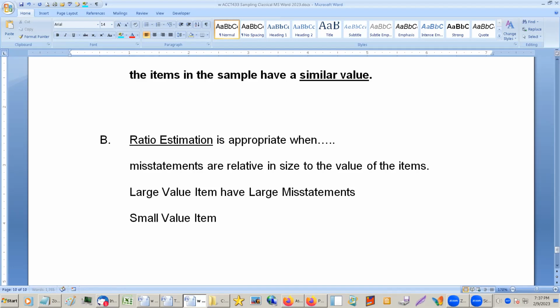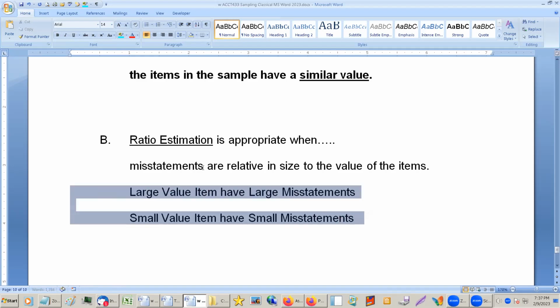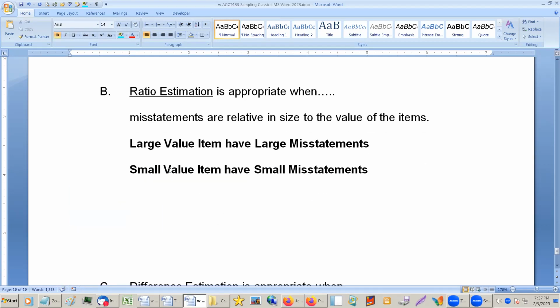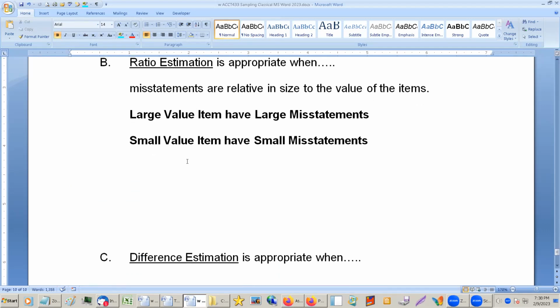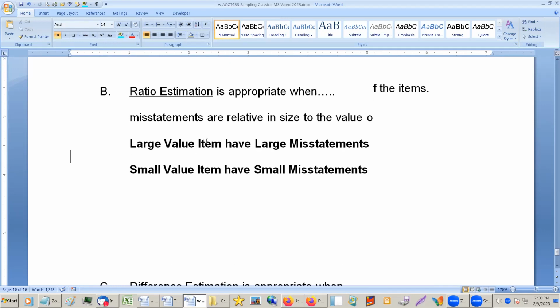Small value items have small misstatements. And that, I think, is most things. You know, a $5 account's not going to be off by $500,000. A $5 million account might be. Okay.